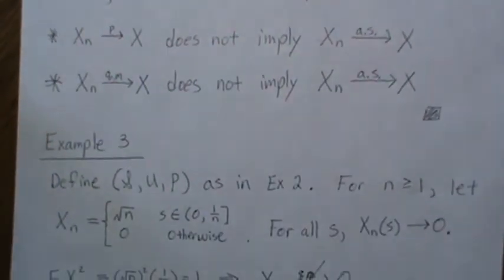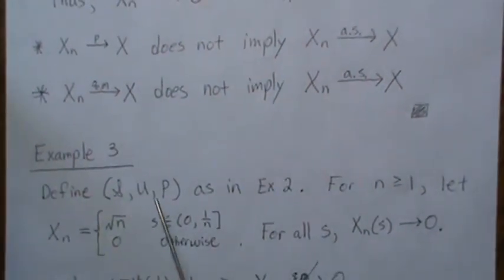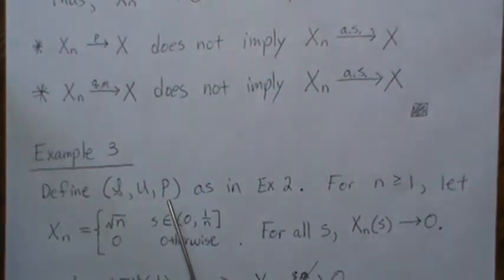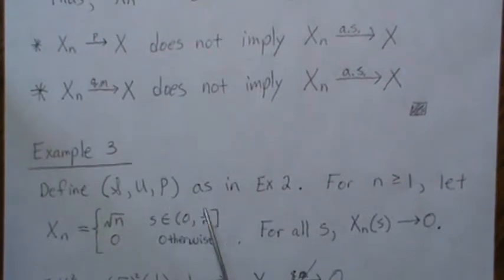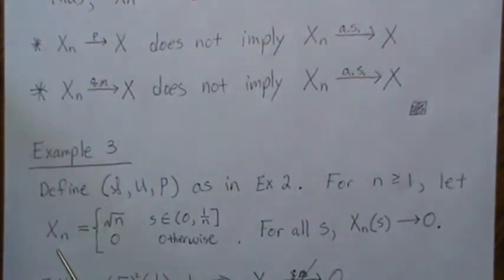So example 3, let's define a random variable on the same probability space as in example 2. So this is the interval from 0 to 1, this is the Borel sigma field, and probability is the interval length. Now for n greater than or equal to 1, let's define this random variable X_n, which is equal to the square root of n in this little interval s from 0 to 1 over n.